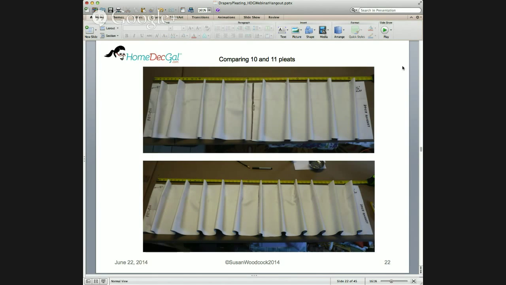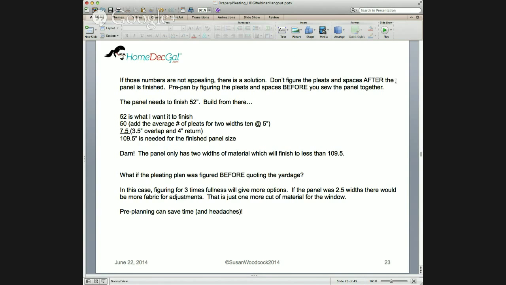So here's a comparison of the 10 pleats with the larger spaces and the seam in the middle, and the 11 pleats. The pleats are slightly smaller, and the spaces are smaller, and the seam is placed properly. But you might not like those skimpy pleats. So if those numbers are not appealing, then there is a solution.